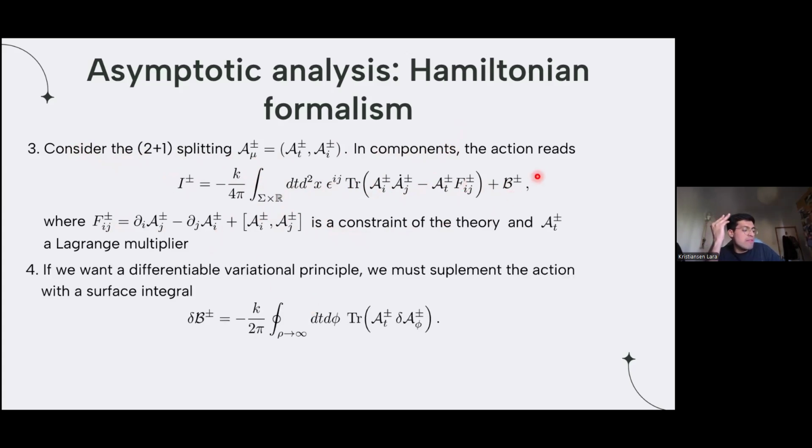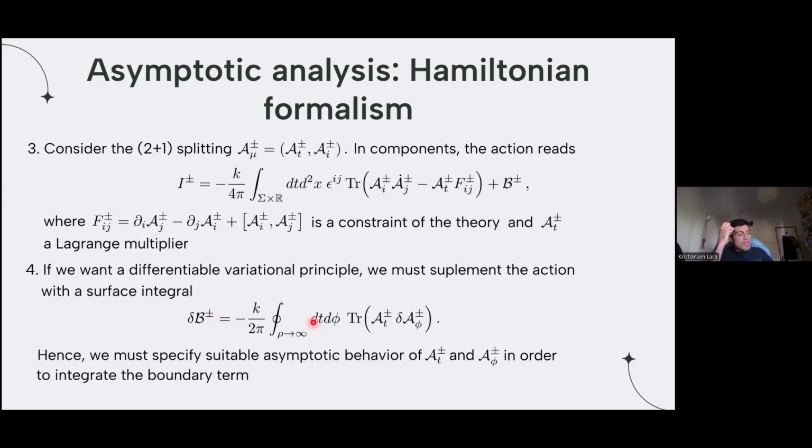And notice that we have this B here. This B is a boundary term that, if we want a differentiable variational principle, we must supplement the action with a surface integral that you can see here. Notice that we must specify a suitable asymptotic behavior of A_t, a Lagrange multiplier, and A_phi in order to integrate the boundary term, and then you will have a differentiable variational principle.